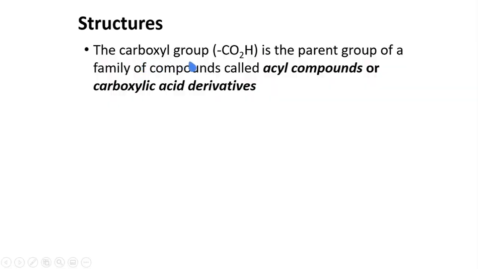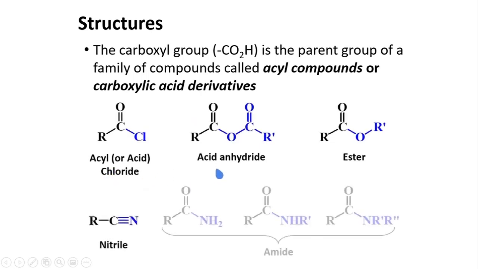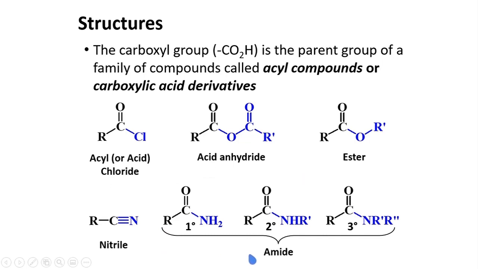The carboxyl group is the parent group of a family of compounds called acyl compounds or carboxylic acid derivatives. This family includes the acyl chloride, the acid anhydride, the ester, the nitrile, and the amides. Most of them include the carbonyl group and another functional group, except for the nitrile.